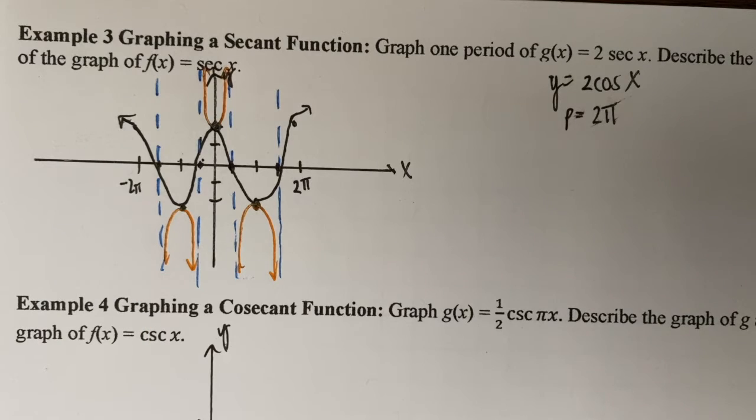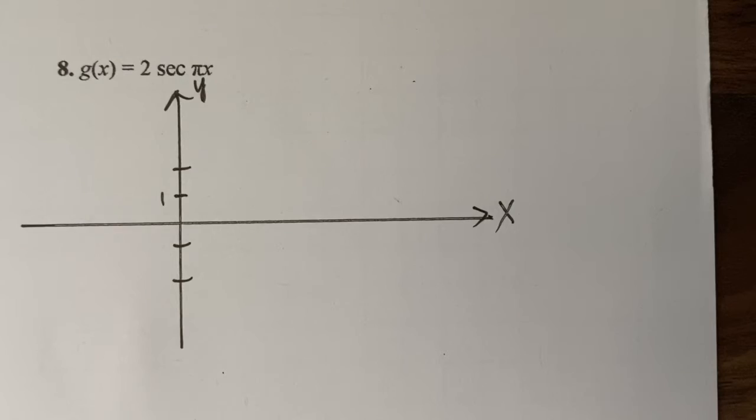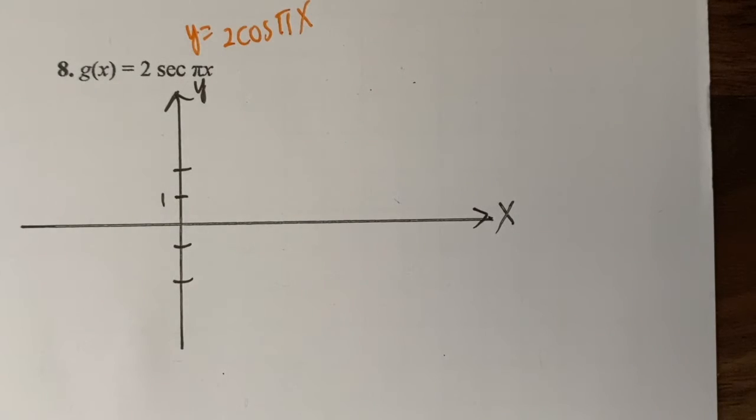Now let's just describe the transformation. Vertical stretch by 2. Let's graph secant one more time. For monitoring progress 8, we're going to do the same thing. We're going to graph g of x is equal to 2 secant pi of x. So we want to graph 2 cosine pi of x.